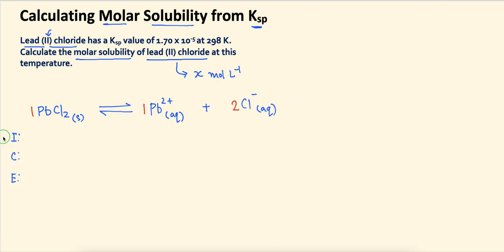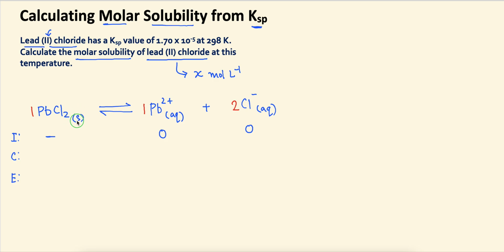Okay, so the first row is for the initial concentration, and we know that initially no molecule of PbCl2 is dissolved, so no ions of Pb2 positive and Cl negative will be present in the solution, so they are both 0 and 0. And we do not need to write anything underneath PbCl2 because the PbCl2 is present in the pure solid form, right? And as we know, we do not include the pure solids and liquids in the expressions of Ksp, right?